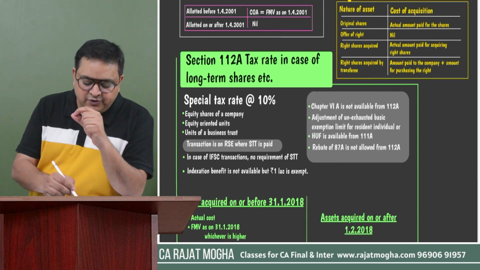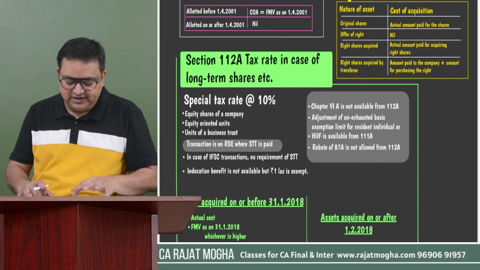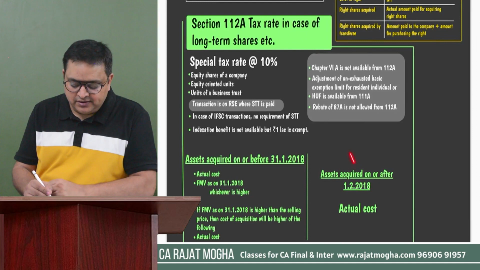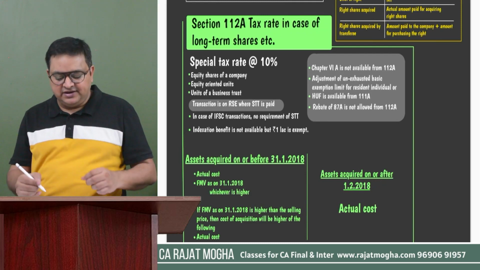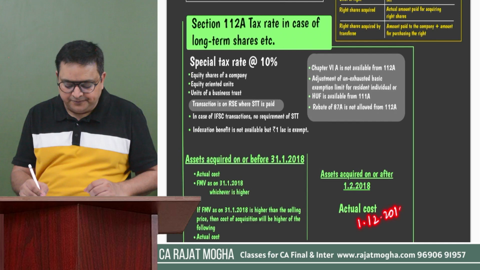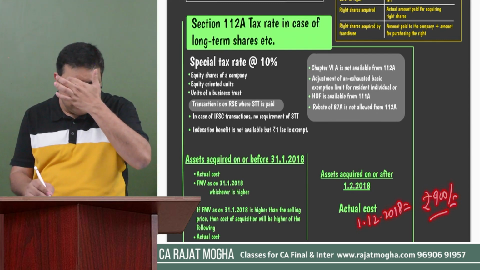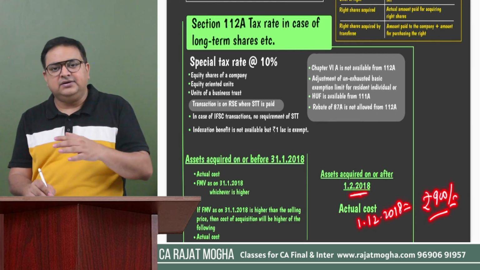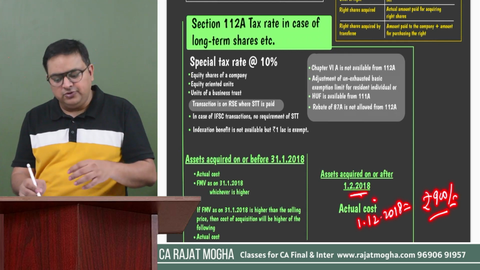Right? This 112A came into picture somewhere in 2018. It came into picture in 2018. So if the shares were purchased on or after 1/4/2018, then there is no problem. So if the assessee has purchased the share, let's say on 1/12/2018 for rupees, whatever the amount is, for rupees 900 per share, then you can take the cost as 900 per share. There is no problem. So if the shares are purchased after this section came into picture, then there is no problem. You can take the actual cost.